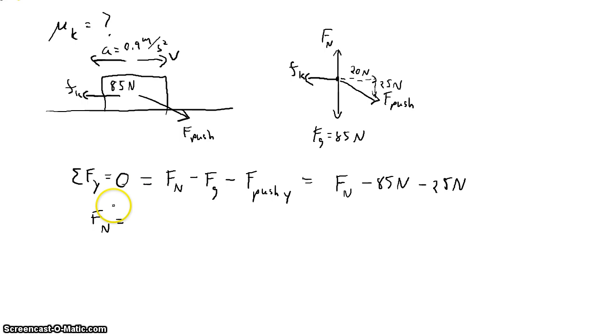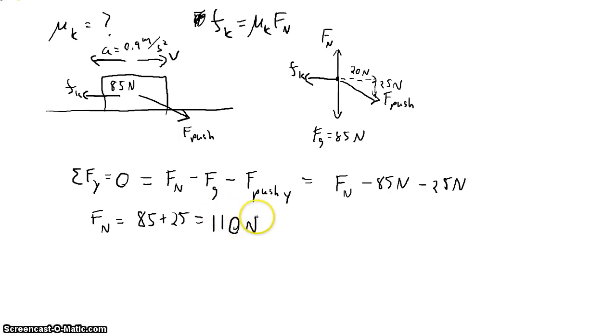You should be suspicious that we might need to figure out the normal force, because keep in mind that our equation for the kinetic friction is equal to mu sub k times the normal force. So let's go ahead and solve for that normal force now, since we can. The strength of the normal force is going to be equal to 85 newtons plus 25 newtons, or simply 110. So let's go ahead and put that down there. Okay.